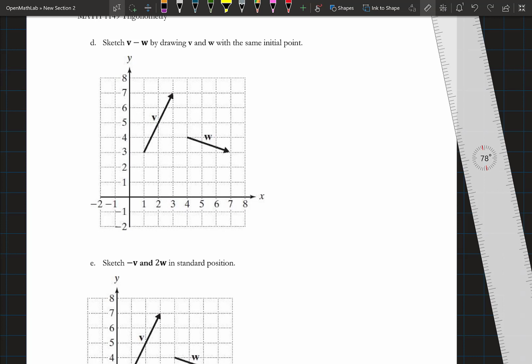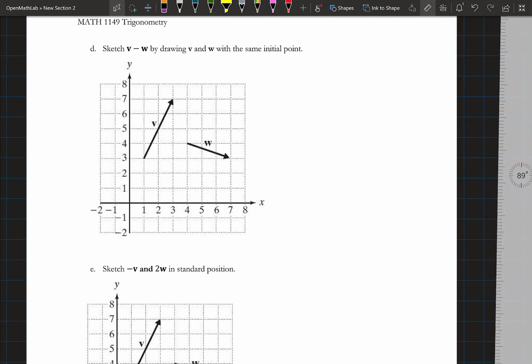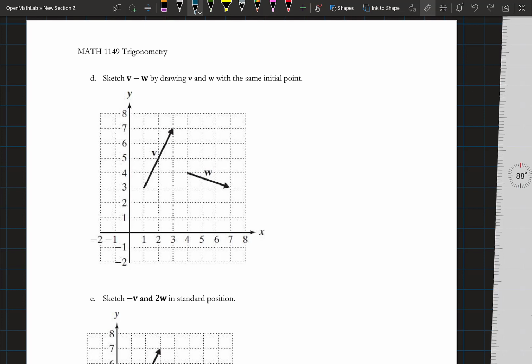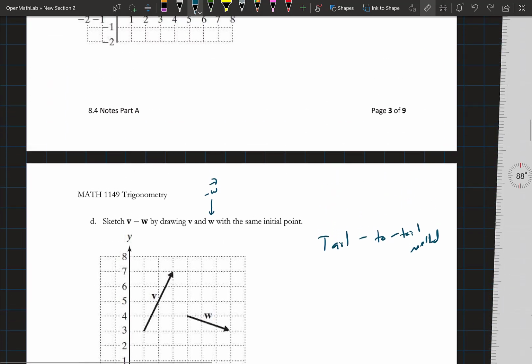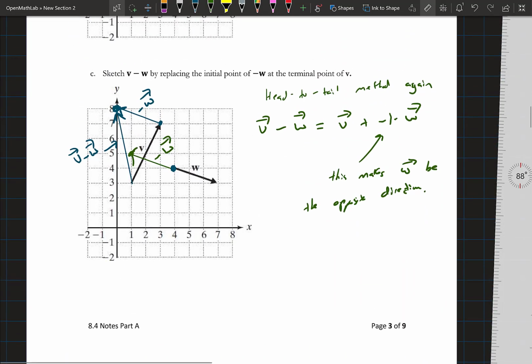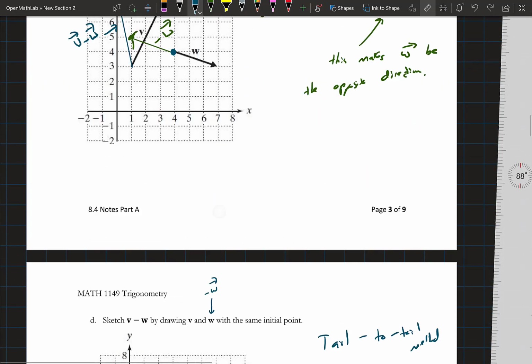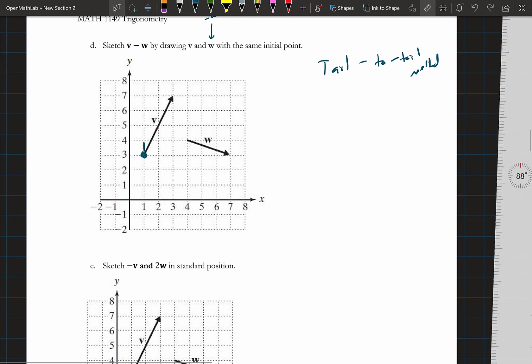So now we want to do the same thing, sketch v minus w by drawing v and w with the same initial point, right? So I pulled this example out of the book, but I think there was a typo in the textbook. I think that this should have been negative w, right? But either way, we're just trying to do the tail-to-tail method. So remember, we already had drawn vector negative w, and so we go up one. So I'm going to start here. We go up one, and then we went to the right 3. So we end up at the point negative 2, 4.